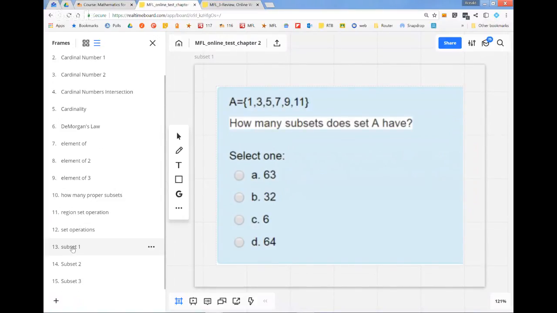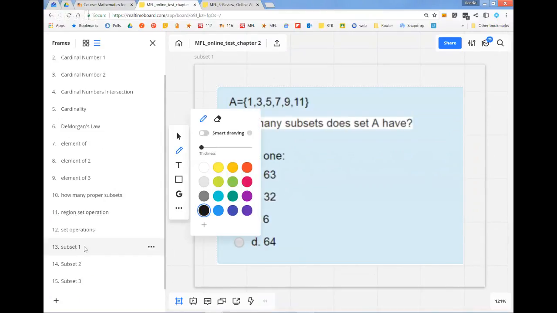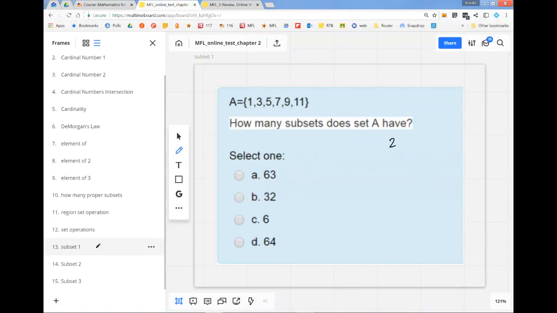So how many elements does set A have? 6. How do you find out the number of total subsets? Oh, it's n squared, right? Well, backwards. It's 2 to the n power. Ah, that's what it is. In this case, it's 2 to the 6th power. Yep. And that's 64.